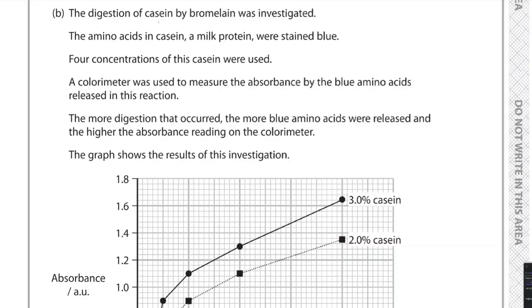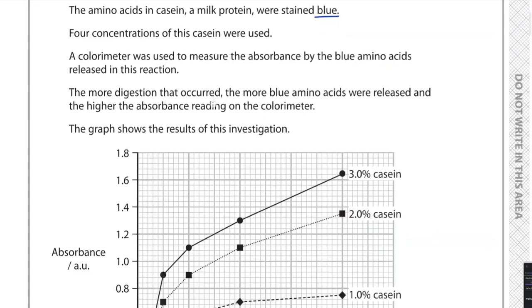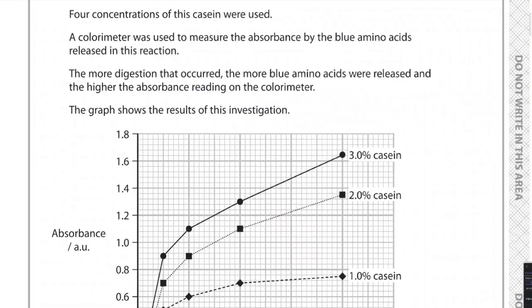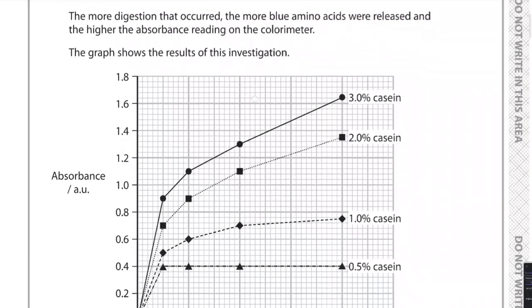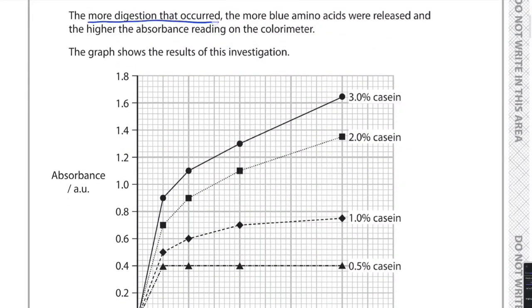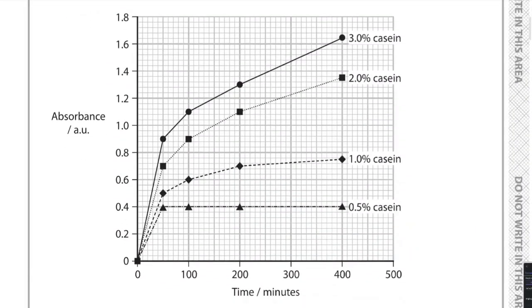The digestion of casein by bromelain was investigated. The amino acids in casein, a milk protein, were stained blue. 4 concentrations of this casein were used. A colorimeter was used to measure the absorbance by the blue amino acids released in this reaction. The more digestion has occurred, the more blue amino acids were released and the higher the absorbance reading on the colorimeter. And these are the results of this investigation.